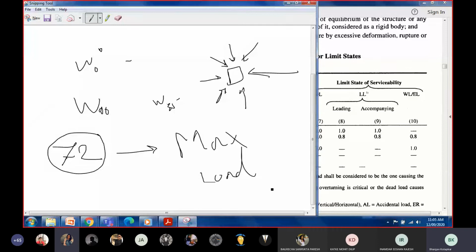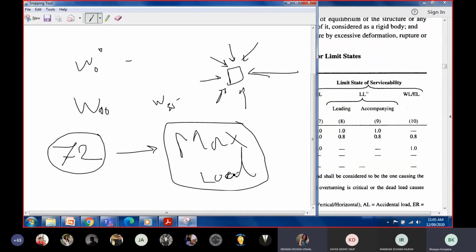So out of these 72, it's the maximum one, or is it like an average of these 72? Maximum one. Okay, maximum one, not the average. Because the structure has to sustain the maximum load, not the average load.